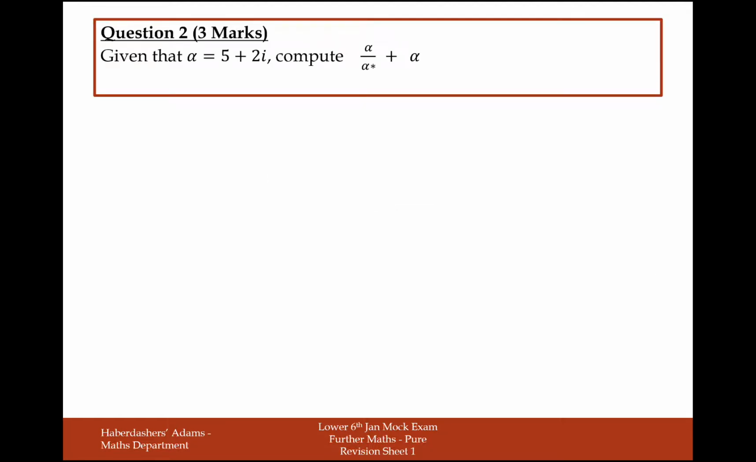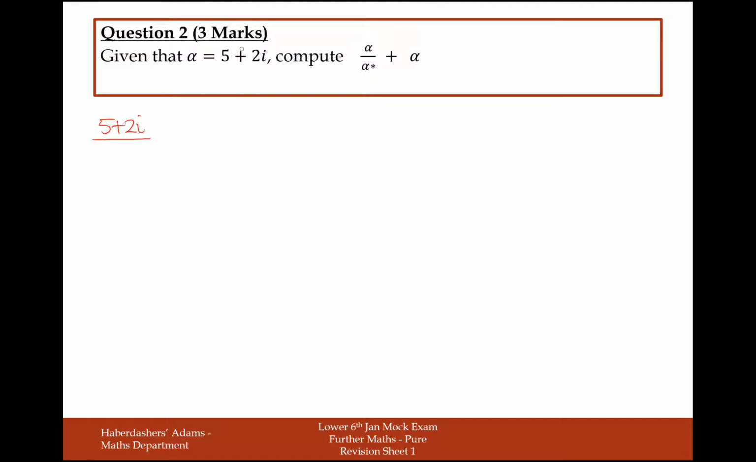Let's get started. So I have a complex number here, alpha, which is 5 plus 2i, and I'm asked to compute alpha over alpha star plus alpha. So to start with I have the division of two complex numbers, alpha, which is 5 plus 2i, divided by alpha star. Now what alpha star here refers to is the complex conjugate of alpha.